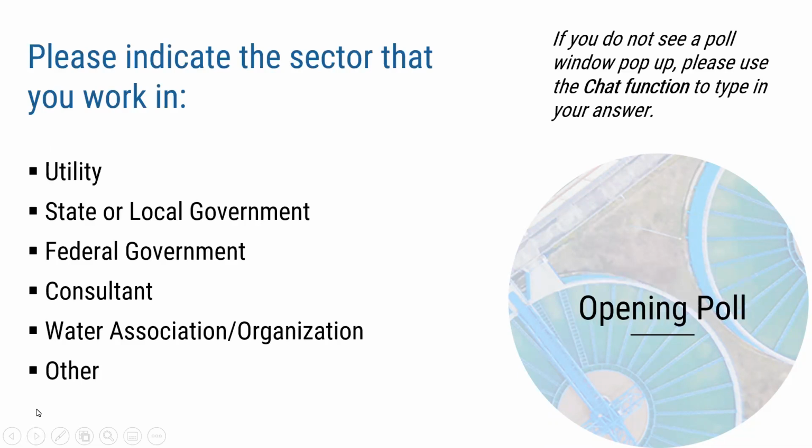And before we get started, we just want to get an idea of who we have in the audience. So you should see a poll box pop up, and we're asking two questions. The first question is, please indicate the sector that you work in. We have utility, state or local government, federal government, consultant, water association / organization, and other. And if you do not see a poll pop-up, you can also use the chat function to type in your answer. I'm just going to give people another 30 seconds to answer.